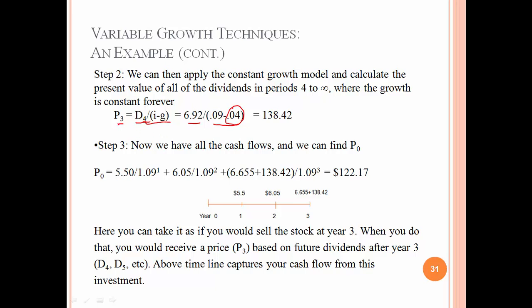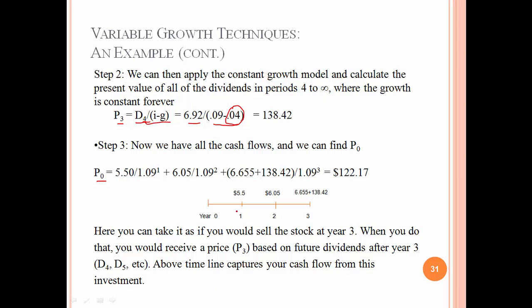So this is the price at the end of year 3. Then you can imagine the scenario that you are going to buy the stock today. That's why you need to find out the price today. And then you're going to hold the stock for 3 years, and then you're going to sell the stock at the end of year 3.